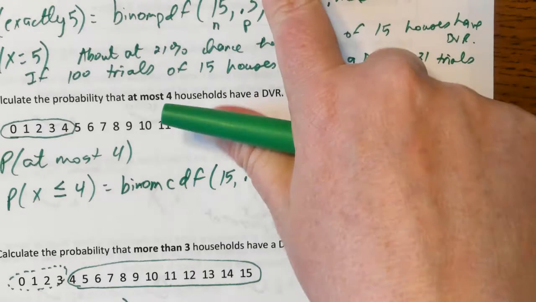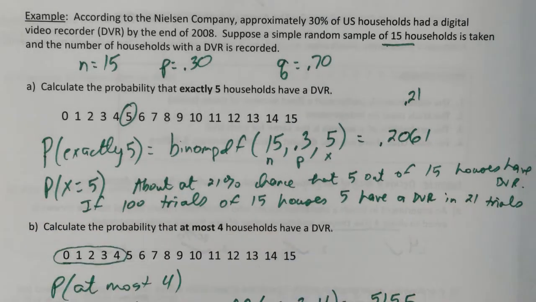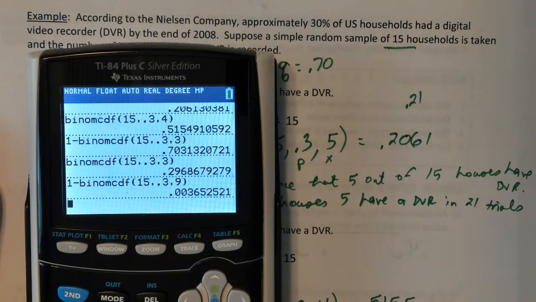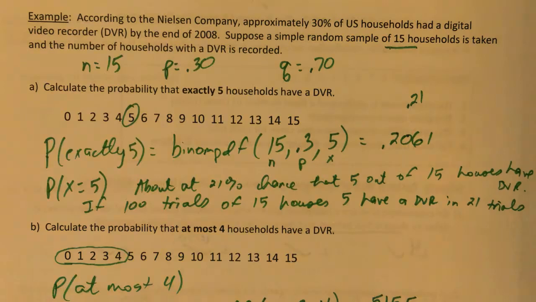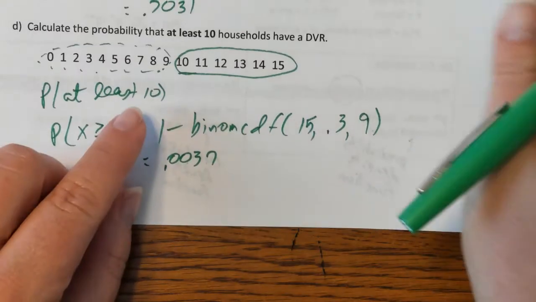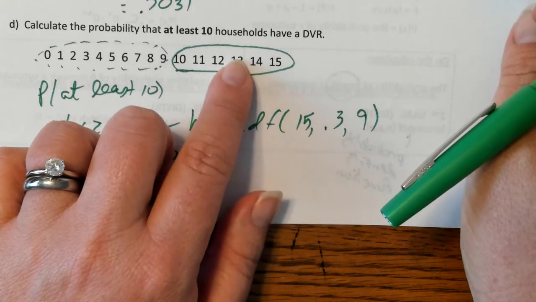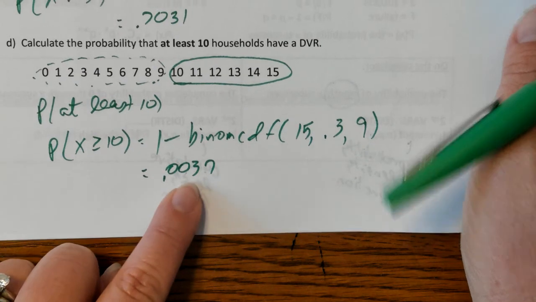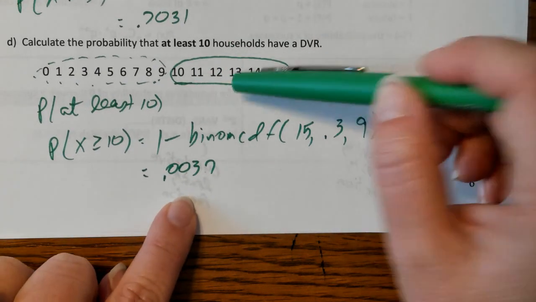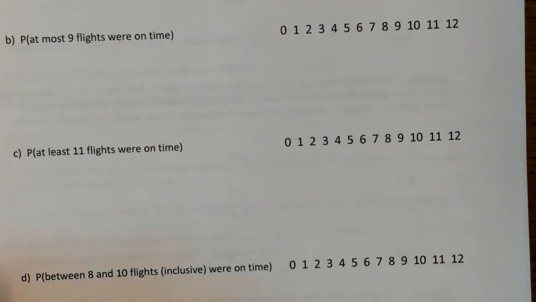Now remember, 30% of the houses have a DVR. So out of 15, what would you expect? What would be your expected value if 30% of 15 houses have one? Well, 0.3 times 15, we expect 4.5 of the houses to have one. So if we expect 4.5 houses to have one, then the probability of us getting 10, 11, 12, 13, the majority of the houses to have one, is low. So it makes sense that this would be so low, because we're only expecting about 4 or 5 houses to have one. Okay, let's try another example here.